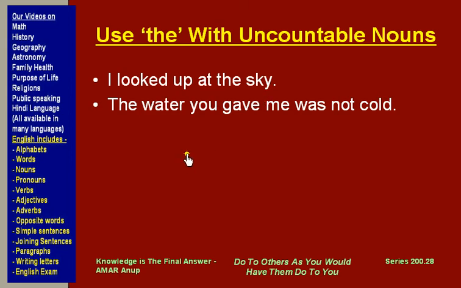Another example, water is a non-count noun. You can't count water, but we can use the with water when we say the water you gave me was not cold. Again, the noun should be specific. We will later see why sky is a specific noun or a definite form of noun, but right now you can see that we can use the with uncountable or non-countable or non-count nouns.